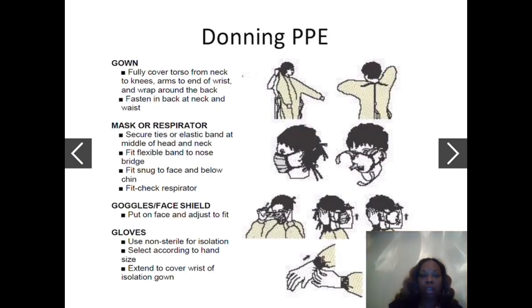When you're donning PPE, you're going to start with your gown. You want to fully cover the torso from the neck to the knees, the arms, and to the end of the wrist. And then you want to wrap it around the back and fasten it at the back of the neck and at the waist.